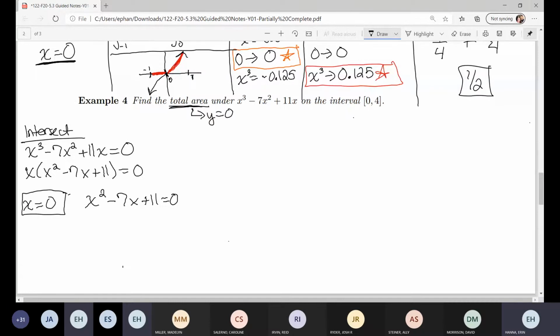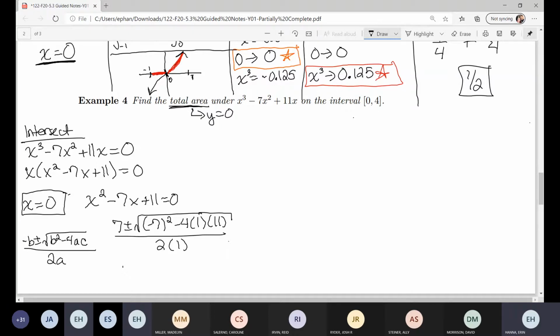So we get x equals 0, but then when we want to set that quadratic equal to 0, that's not factorable because there's no two numbers that multiply to 11 but add to -7. So we're going to have to use the quadratic formula. Remember, the quadratic formula: -b plus or minus the square root of b squared minus 4ac, all over 2a. If we take negative b, since b is already negative 7, that turns into a positive 7, plus or minus the square root of b squared minus 4 times a times c, all over 2 times a.